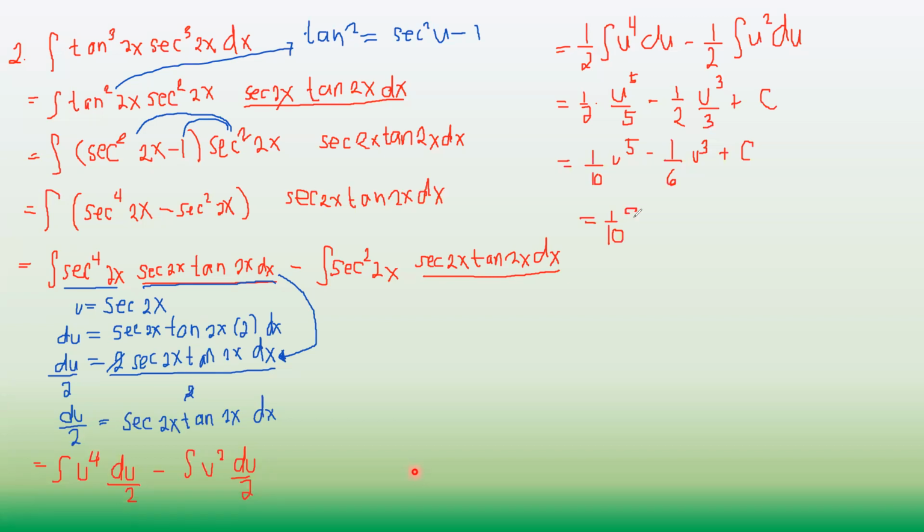Or 1 over 10 of ang u ay secant 2x. So palitan natin. 1 over 10 secant raised to 5 2x minus 1 over 6. Again, ang u ay secant. Kaya meron kang secant cube. Sa u cube yun. 2x plus c. So ito yung ating magiging final answer.